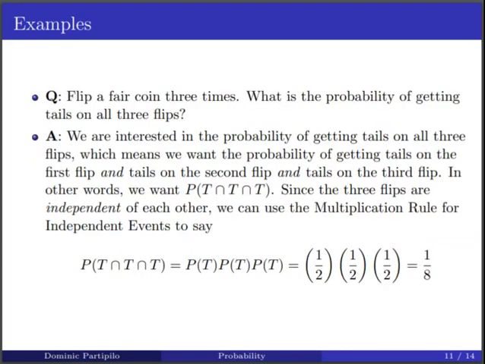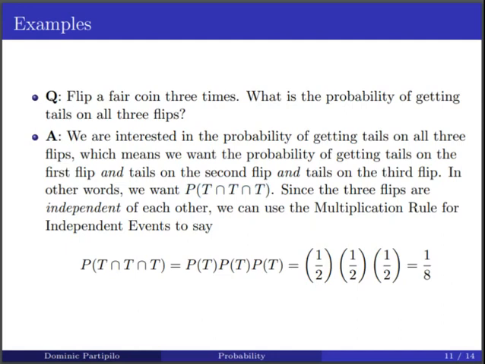So let's look at another example. Let's say we flip a coin 3 times. What's the probability of getting tails on all 3 flips? Another way of saying that is we want tails on the first flip and tails on the second flip and tails on the third flip. So in other words, using the keyword "and," this tells us we're looking for intersections here. We're looking for the probability of tails on the first flip and tails on the second flip and tails on the third flip. And just like we said earlier, these coin flips are independent.